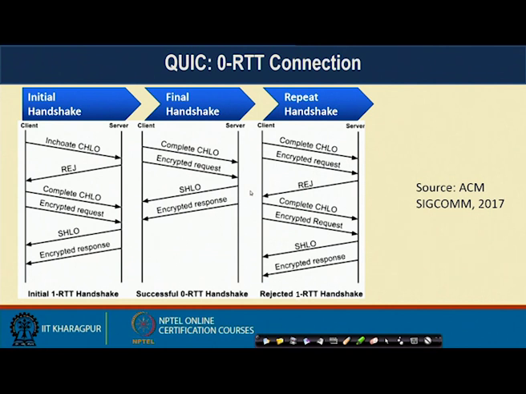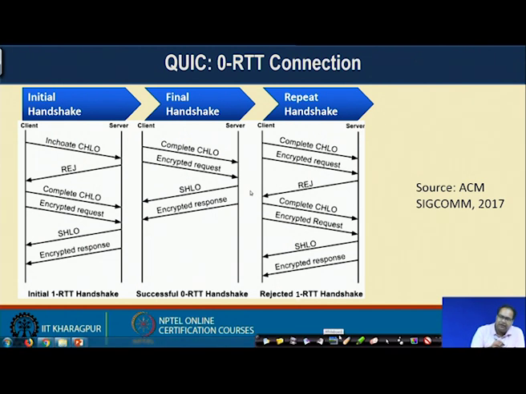Now, QUIC actually solves this problem in this way. In case of QUIC, during the initial handshake, whenever you are connecting to the server for the first time, you have to do a detailed handshake, but after that you do not need to do that detailed handshake, rather you can directly use the previous handshake, the connection that has already been established, to send further data. So, this works in this way.